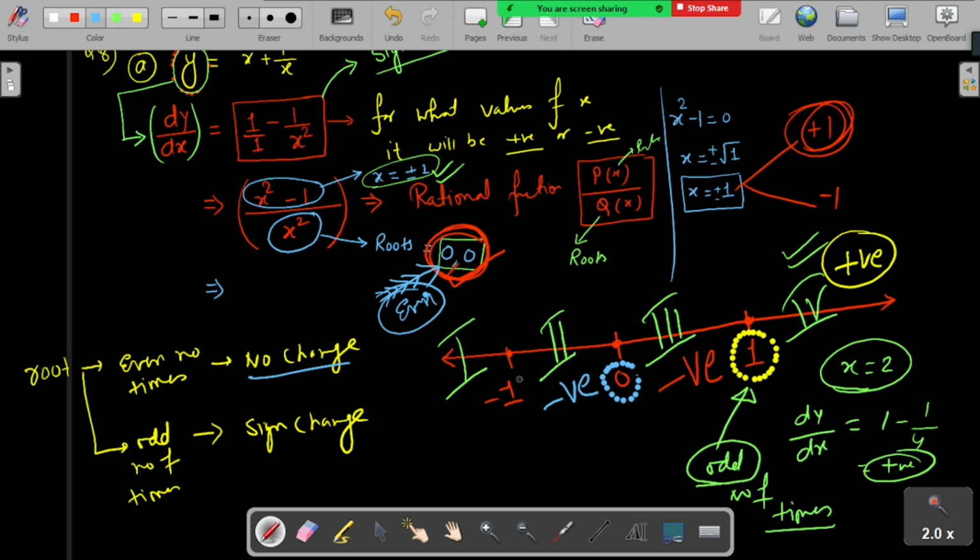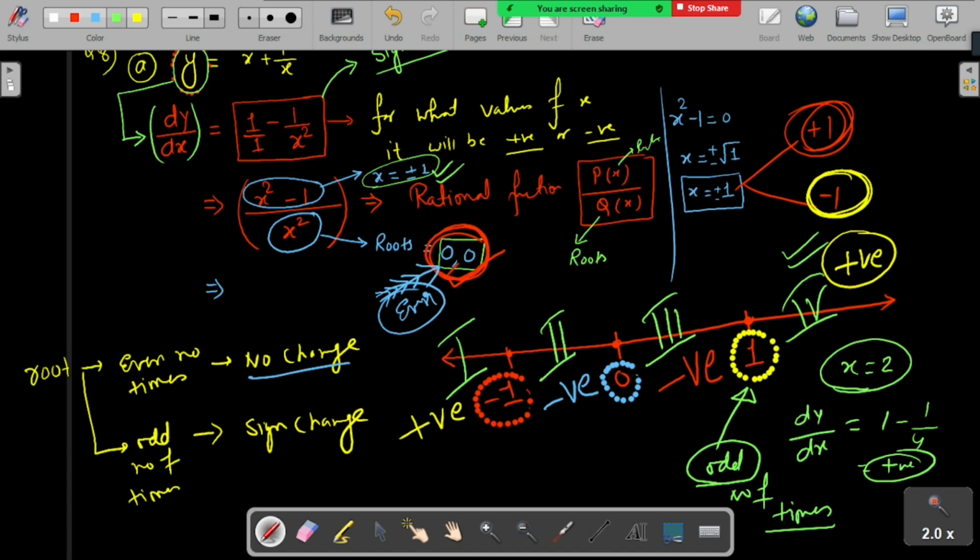Now this -1, can you tell me how many times it is repeating? Again, one time. It's odd. So if one side has negative, the other side will have the opposite sign. So now you can see, Rishit, you have the sign scheme of this expression for all values of x. You tell me any value of x, I can tell you the sign just by seeing this graph.